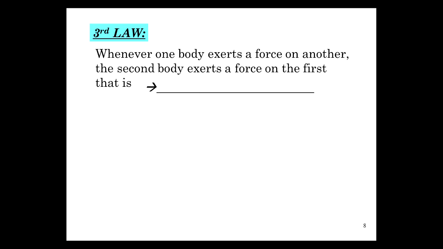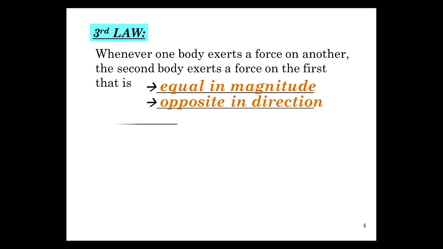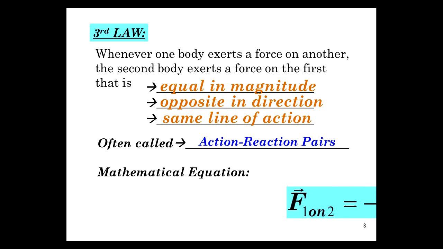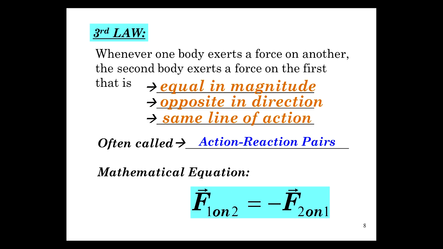And finally, the third law. You're all familiar with this. Whenever one body exerts a force on another, it's impossible for the second body not to exert a force on the first that is equal in magnitude, opposite in direction, and along the same line of action, not in some different direction. This is often called action-reaction pairs because they always come in pairs. The mathematical equation is simply the force of object 1 on 2 is equal to the negative of the force of object 2 on 1. 1 on 2 equals negative 2 on 1. There you go.